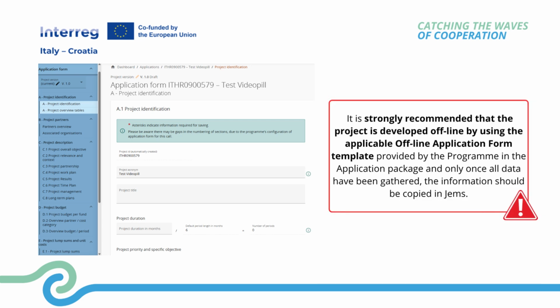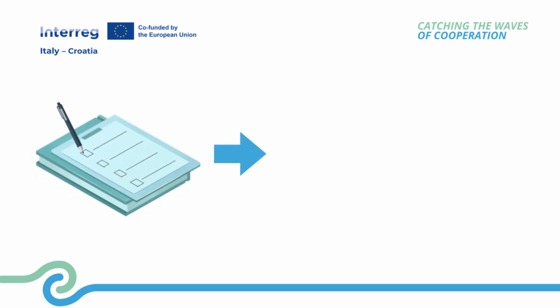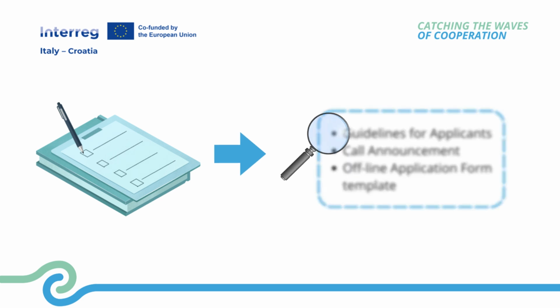It is strongly recommended that the project is developed offline by using the applicable offline application form template provided by the program in the application package, and only once all data have been gathered, the information should be copied in Jems. When preparing data to be entered in the AF, make sure to have carefully studied the relevant calls guidelines for applicants, call announcement and offline application form template documents.